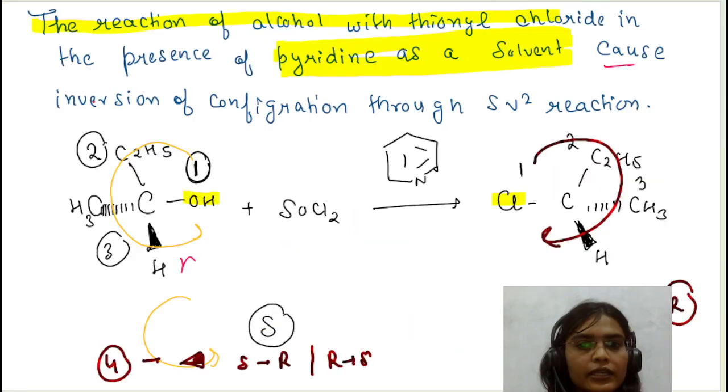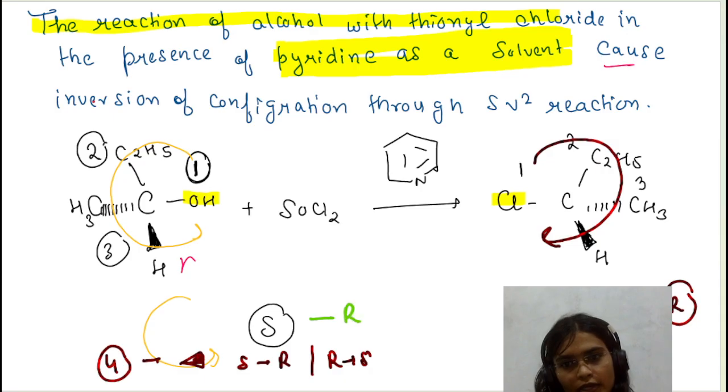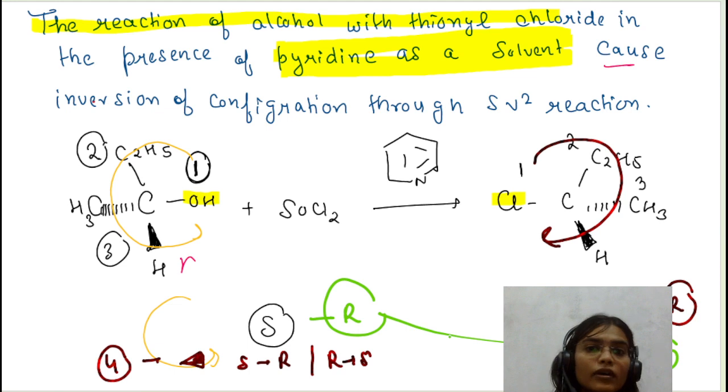Now observe this. Technically this is S, but now it's going to convert into R. So R becomes S, and S becomes R. It means an inversion of configuration takes place. So this is the simple meaning. The reaction of SOCl2 follows the SN1 mechanism, with retention of configuration. But if you use pyridine, inversion of configuration takes place, and the reaction follows the SN2 mechanism. So this is all for this point.